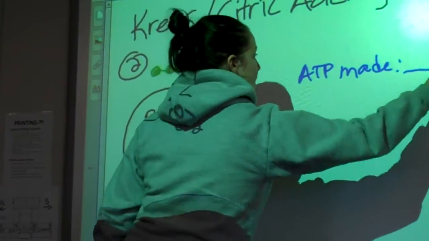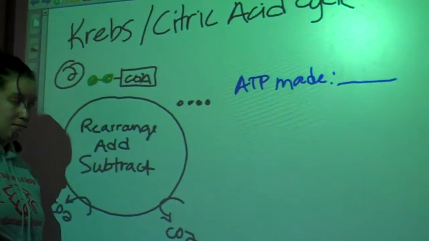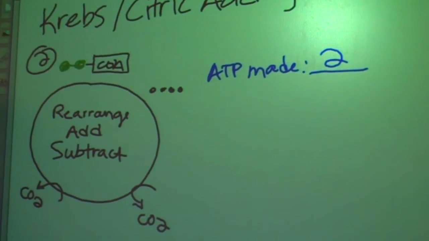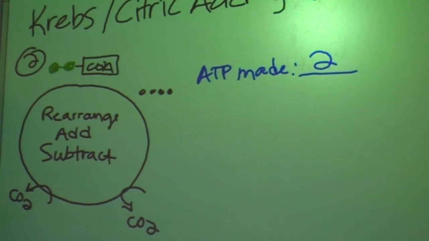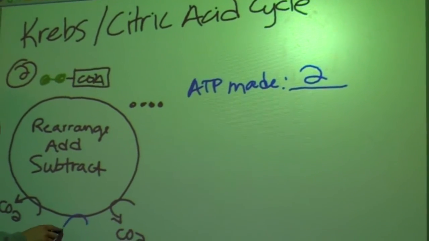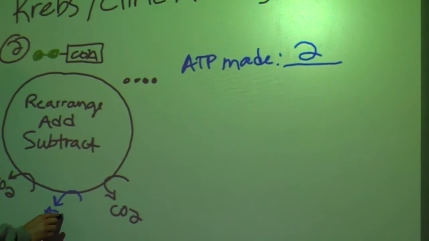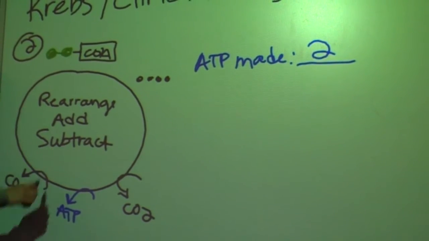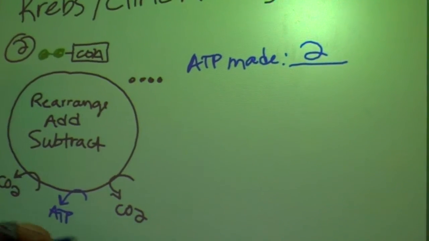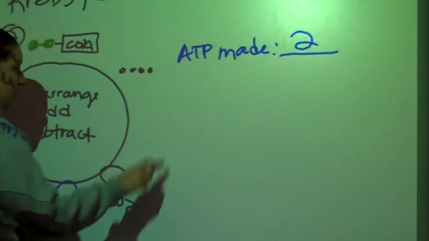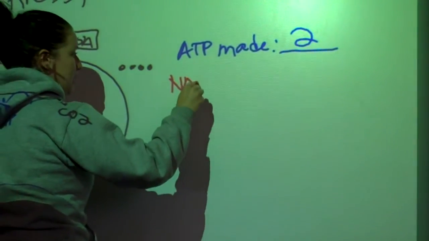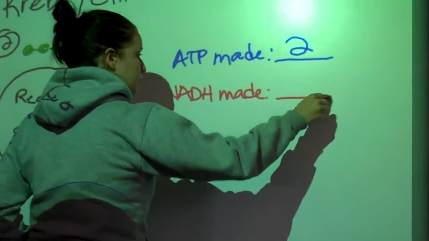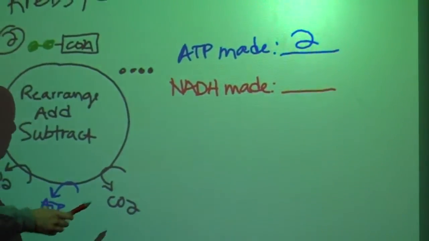How much ATP did we make? 2. Is that 2 total or 2 per cycle? 2 total, remember? We made 1 ATP in a cycle. Then we did the cycle again, so we get 2 ATP. Okay? If it was 2 per cycle, then it would be 4. Yeah, it would be 4 total.